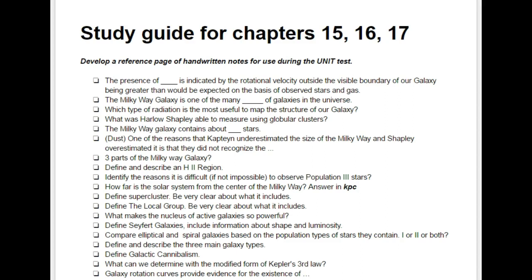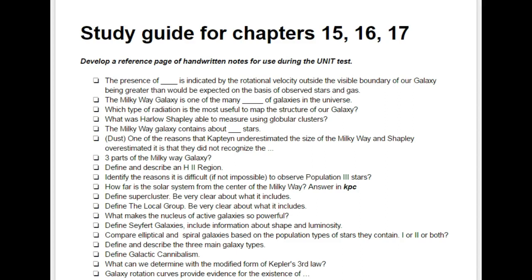Define and describe an H2 region. An H2 region is a place where hydrogen gas is ionizing, and we can view those spectral lines as hydrogen 2. So that is a place where hydrogen gas is being ionized. There's some pretty cool pictures if you look at it.